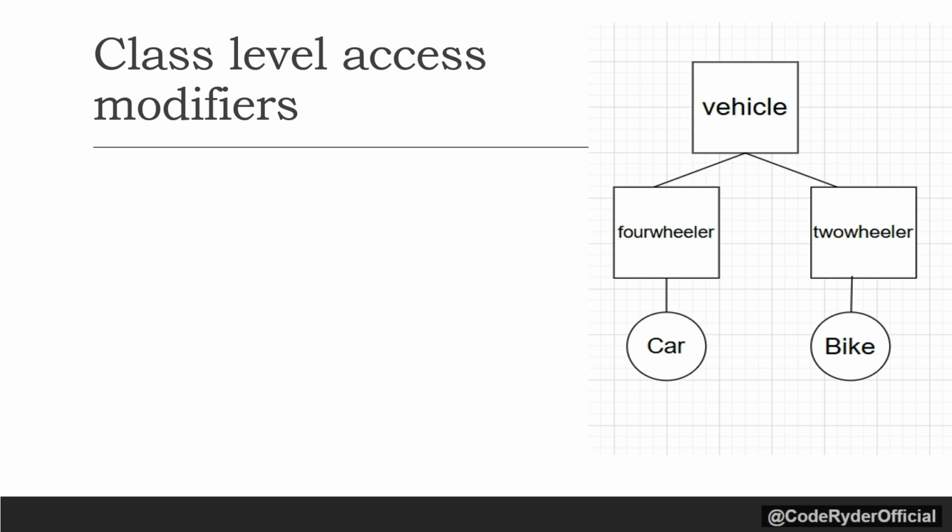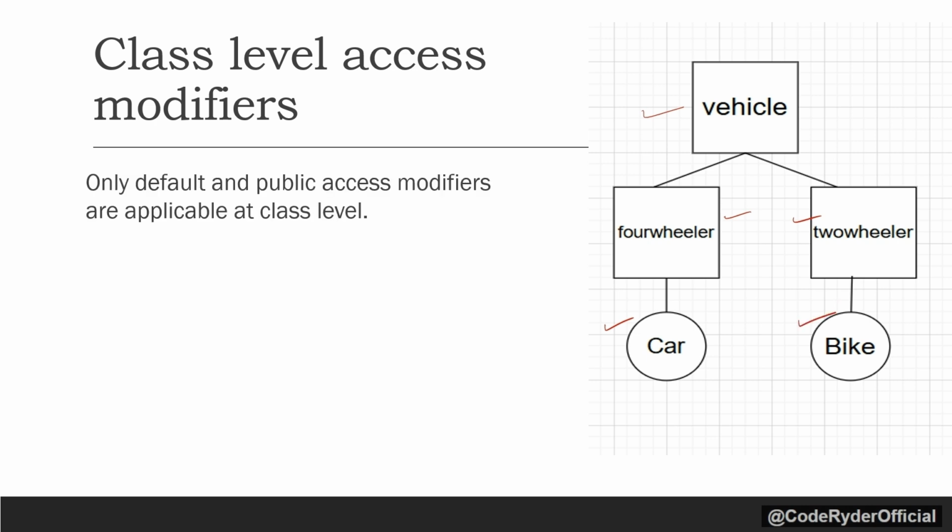Okay, so what are class level access modifiers? We have seen that we have four access modifiers in total. Consider this example where you have this vehicle package, and inside this vehicle package you have two more packages, four-wheeler and two-wheeler. Inside four-wheeler you have a car class, and inside two-wheeler you have a bike class. There are only two access modifiers at class level: default and public. Private and protected are not applicable for classes.